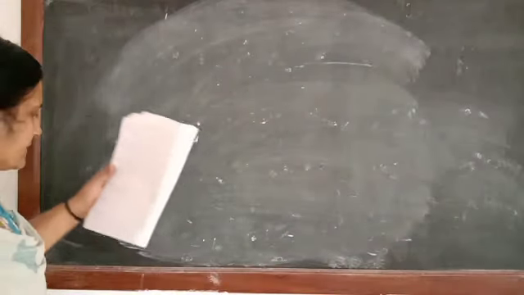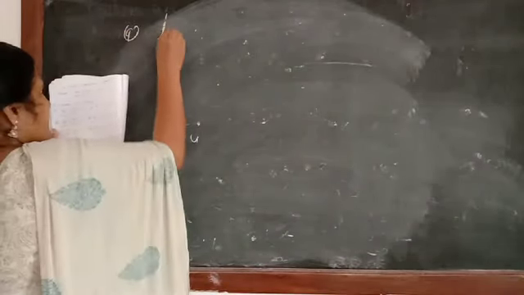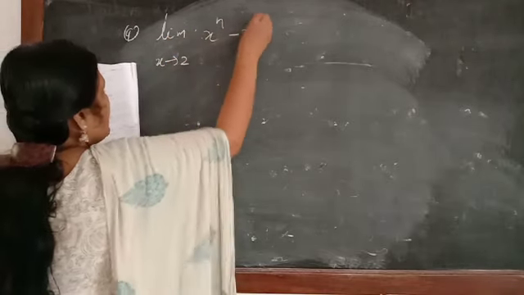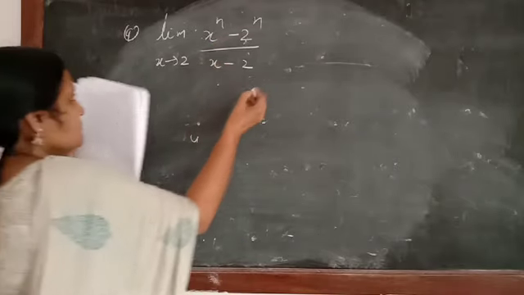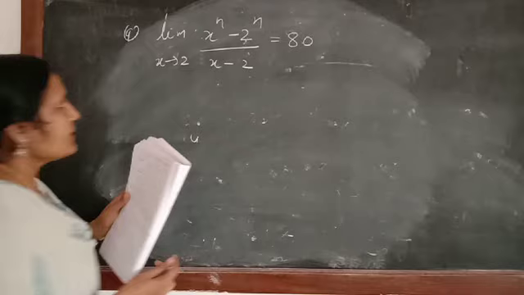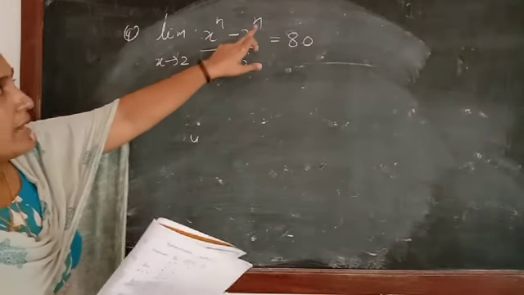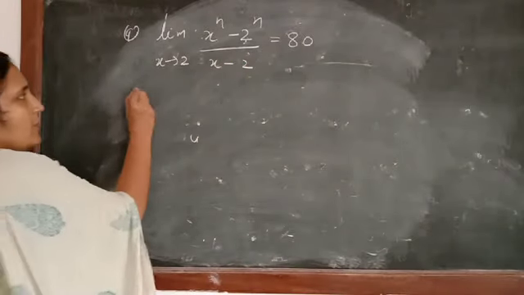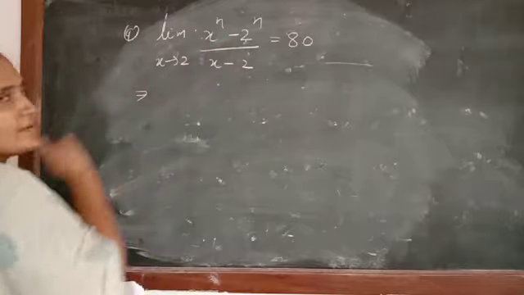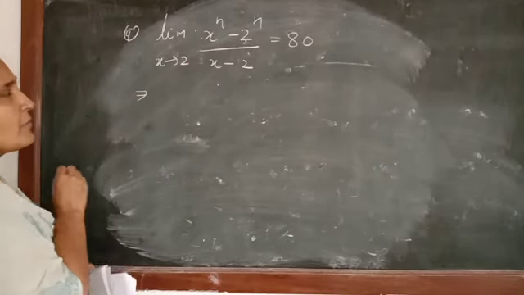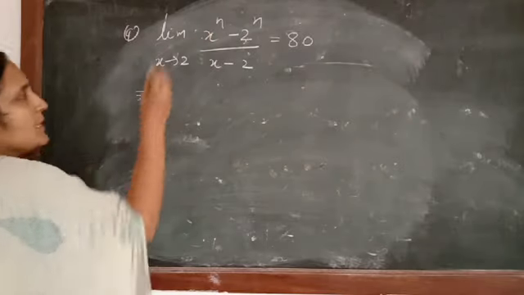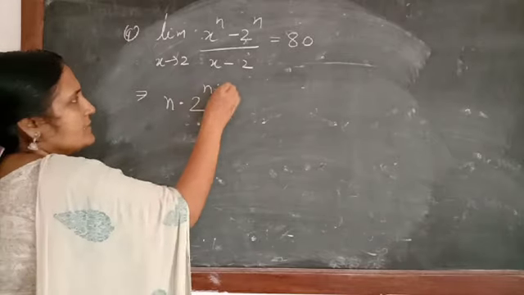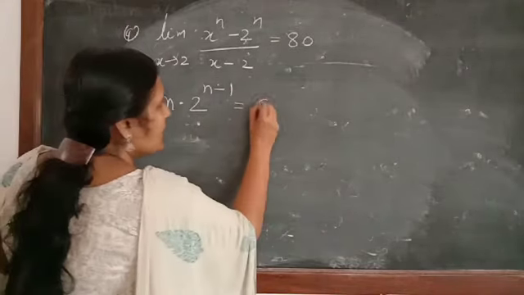Question number 9. It is written, if limit x tends to 2, x raised to n minus 2 raised to n by x minus 2 is equal to 80. Find n. Now here we can check. It is already written in the general form there. So directly we can use the formula. In place of n what we have? In place of n we have n only. So n into 2 raised to n minus 1 is equal to how much we have here?